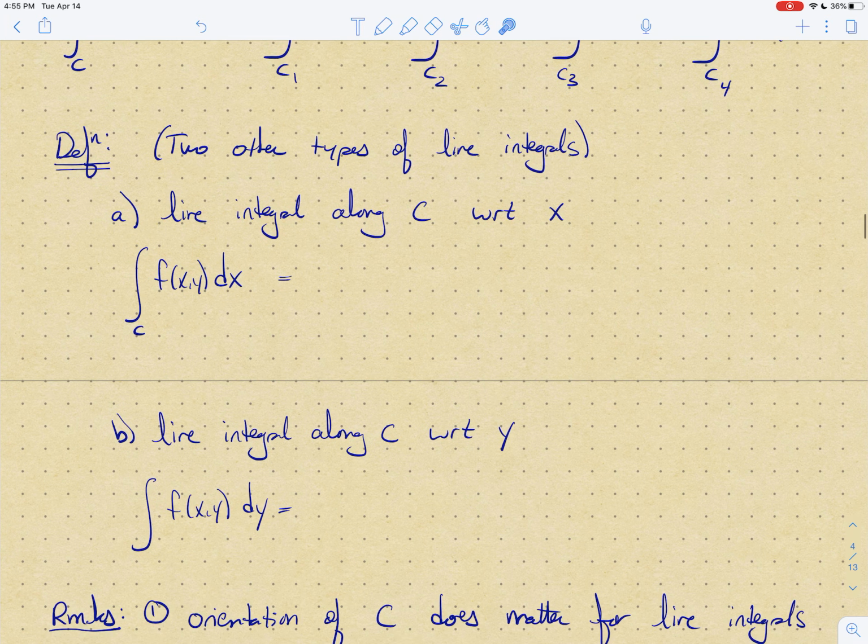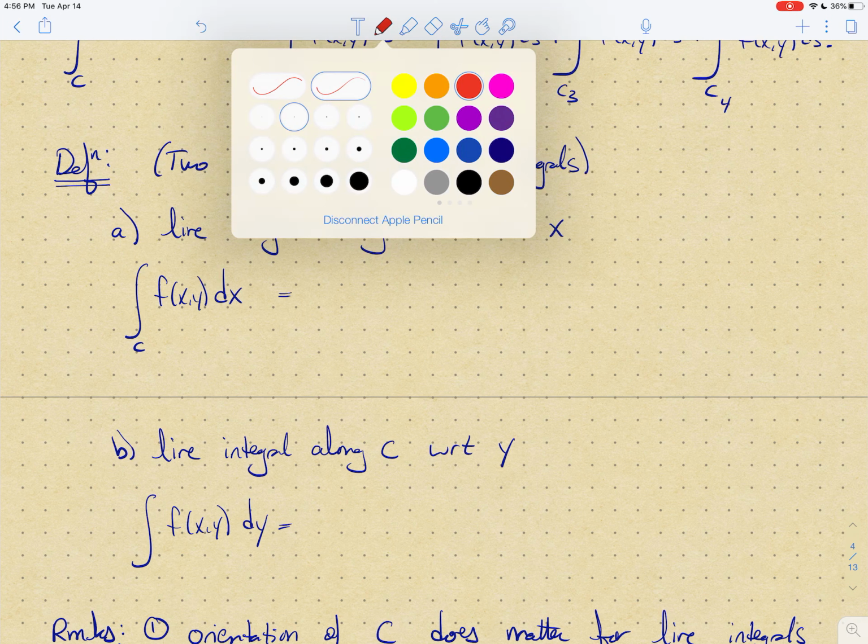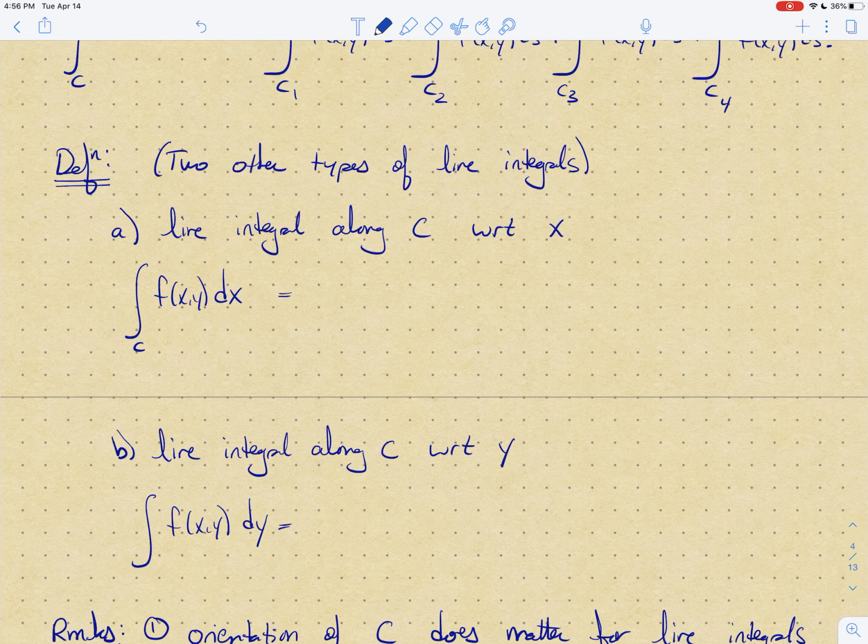Next, I want to show you two other kinds of line integrals. You can have the line integral along C no longer with respect to arc length, but with respect to x, and the line integral along C with respect to y. These integrals do not have the same interpretation as area. You can interpret them as an aspect of what we're going to see later, work. There's going to be a way to view a different kind of line integral as the work of moving a particle, and these integrals with respect to x and y have to do with that, although in and of themselves they don't necessarily have a physical interpretation.